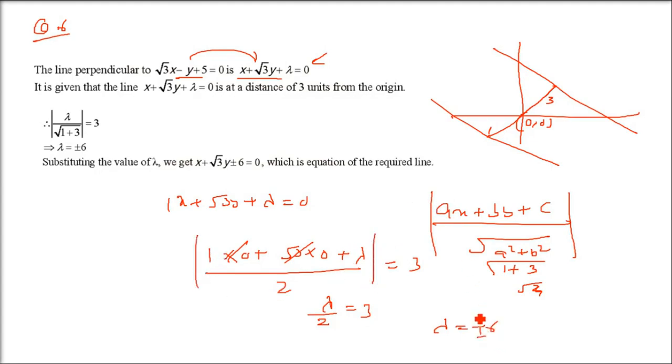But it has to be plus minus both. Mod, because distance can be on the other side. Distance is negative. So x plus root 3y plus minus 6, both sides. So plus minus 6 equals 0. This is the equation of two lines.